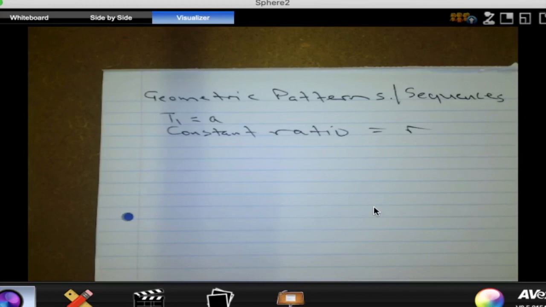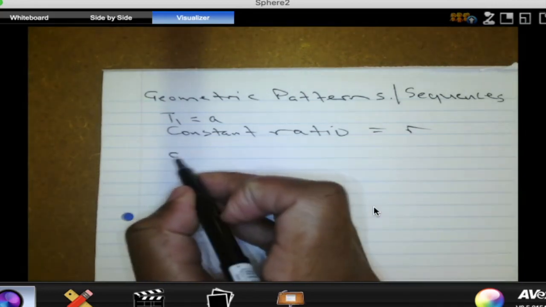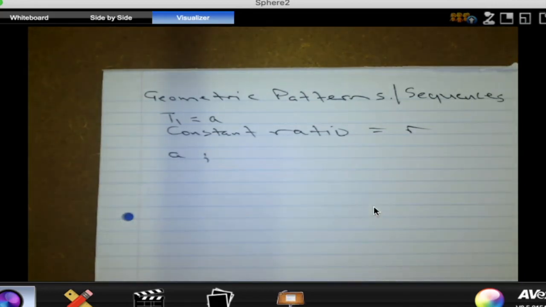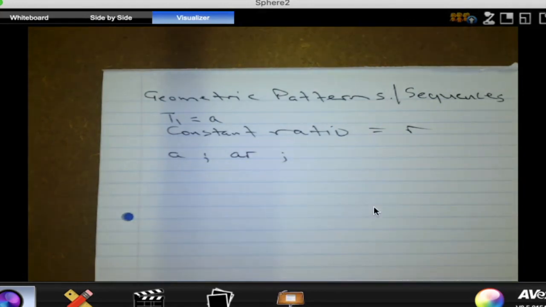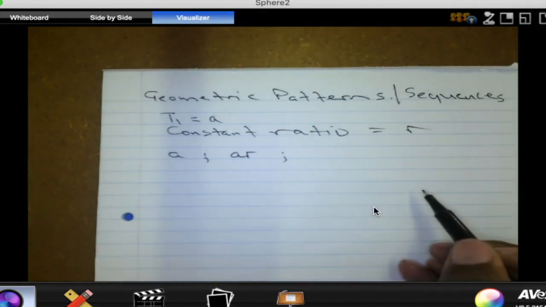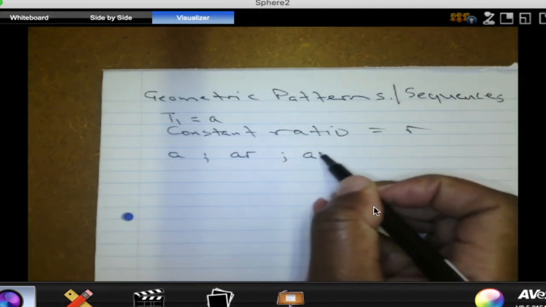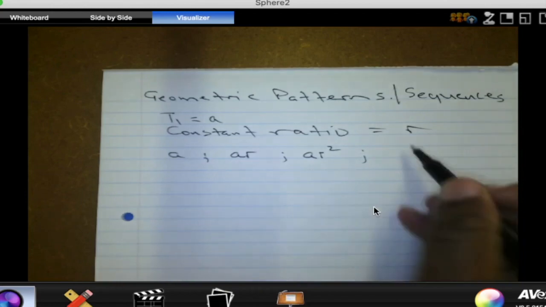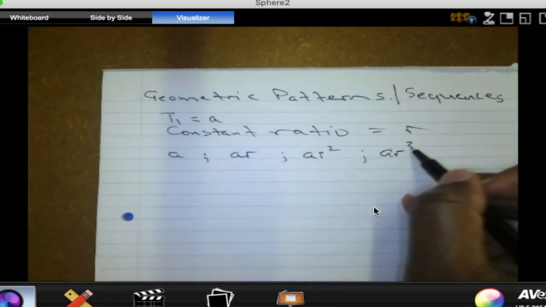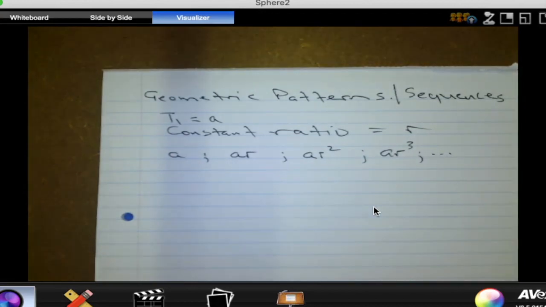T1 is equal to A, which is the first term. Then the constant ratio is equal to R, which means we are multiplying by R to get the next term. So if A is the first term, then what is the second term? We multiply by R, so we get AR, right? And then what is the next one after AR? It's AR multiplied by R again, which gives us AR squared, right? Multiply by R again, you'll get AR to the power of 3. I think you see the pattern, right?